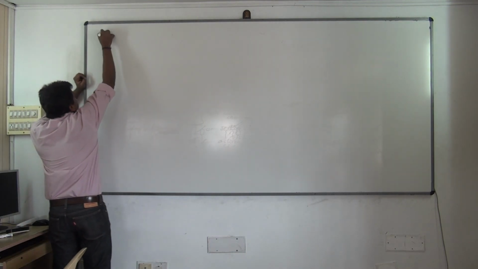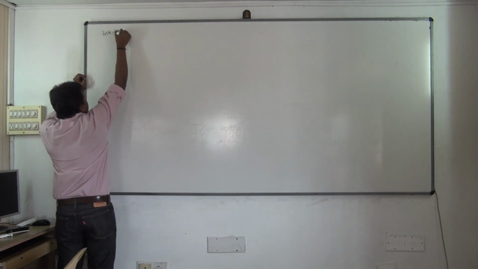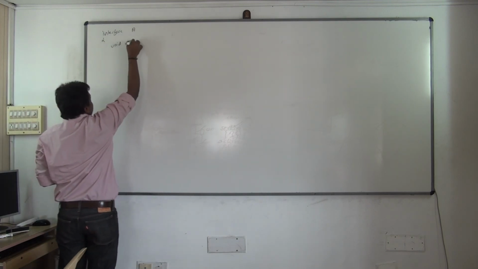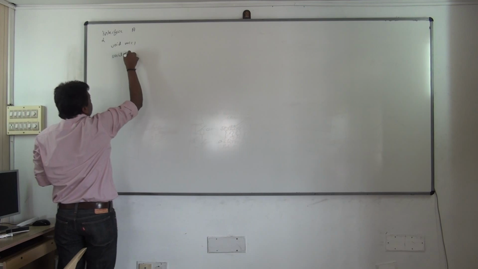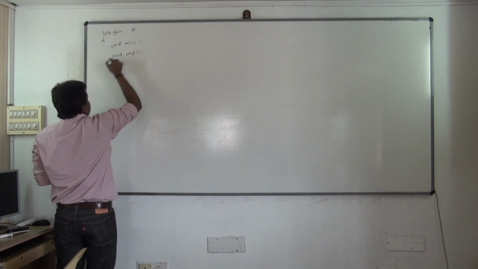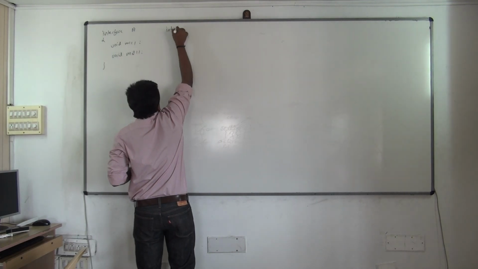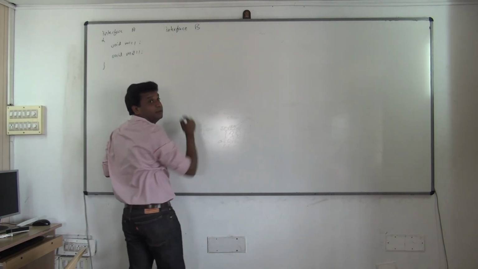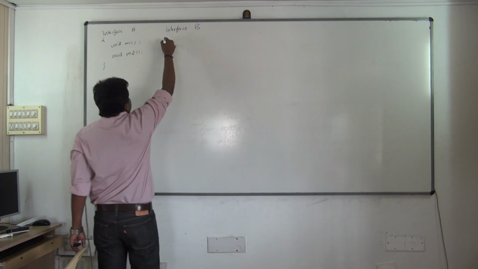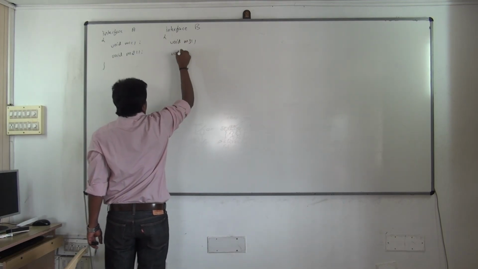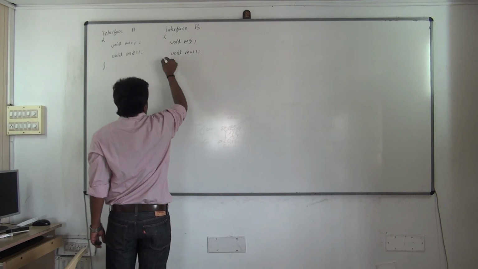See, first I'll have one interface here. Interface A, I'll have one method called void M1, void M2. These are two methods. Interface B, okay, so I'll have void M3, void M4.